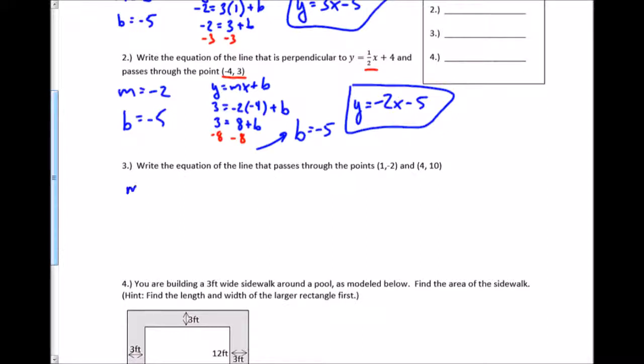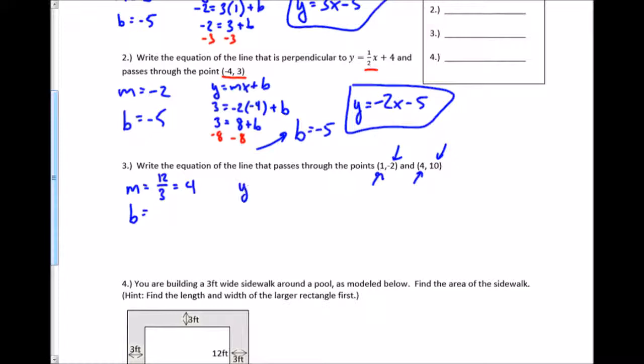Number 3, I'm doing the same thing once again. So I'm doing the slope and the y-intercept. The slope this time I have to use my slope formula. Right here the y value was a negative 2. Now it's a positive 10. That's gone up 12. Here the x value is a 1, now it's a 4, it's gone up 3. So my slope is 12/3, which is 4.